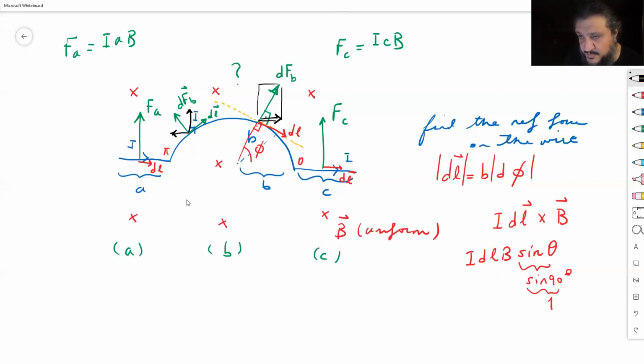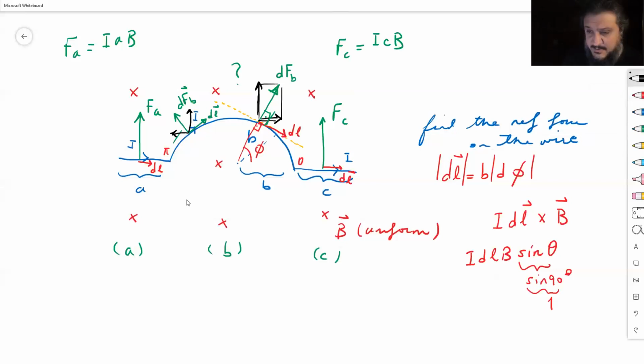This is the X component. This is the Y component. Now, there's a symmetry here. You have forces on the right and forces on the left. And the horizontal components will cancel. This will take care of that. But the vertical components will add.